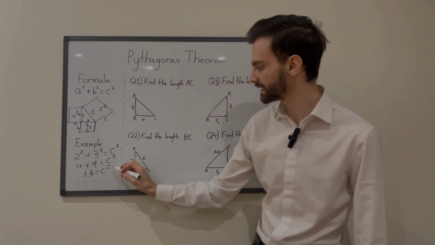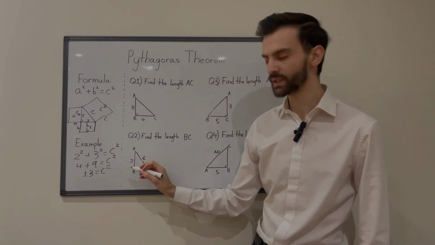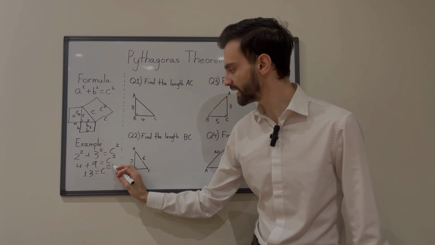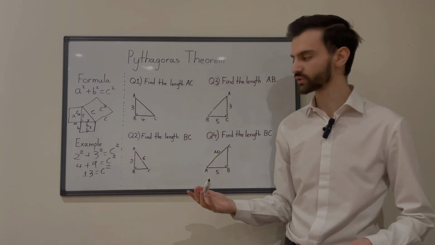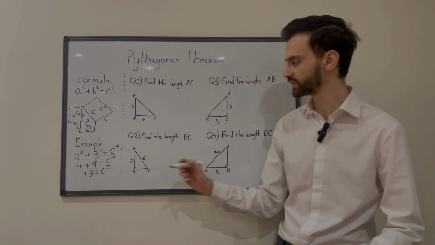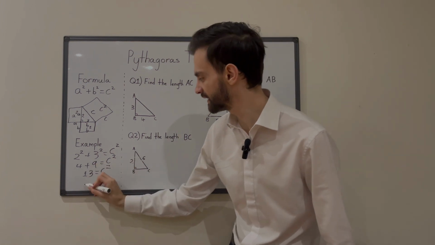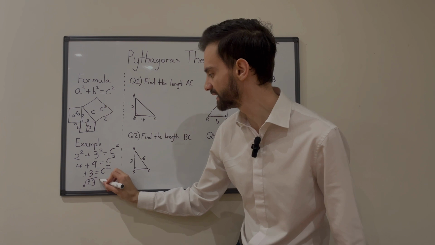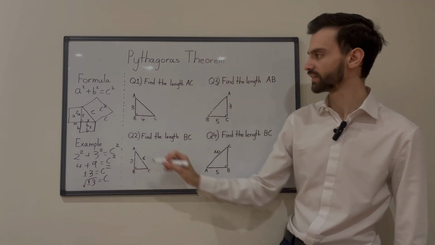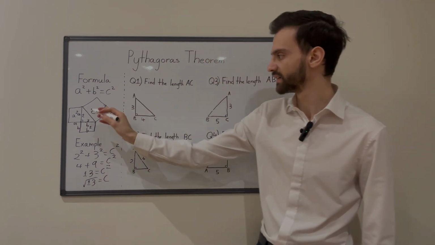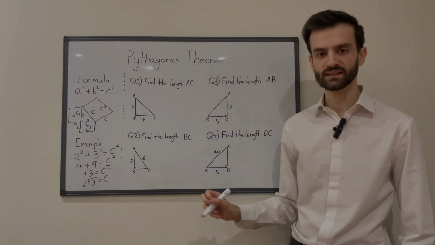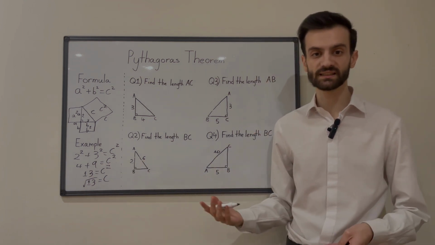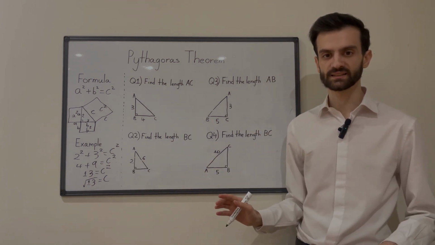We're going to rearrange this to get C by itself. And to do that, we're going to think to ourselves, what's the opposite of squared? In this case, square root. Take that to the other side. So we get square root 13 equals C. So our length in this case would be square root 13. Now, if we can't simplify the root any further, we leave it like that.